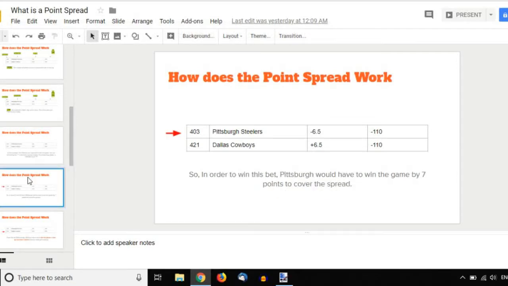So in order to win this bet, you take a look at it. Pittsburgh Steelers minus 6.5. Steelers would have to win the game by 7 points to be able to cover the spread. So that's one touchdown and an extra point. They would have to win by 7 points in order to cover the spread.